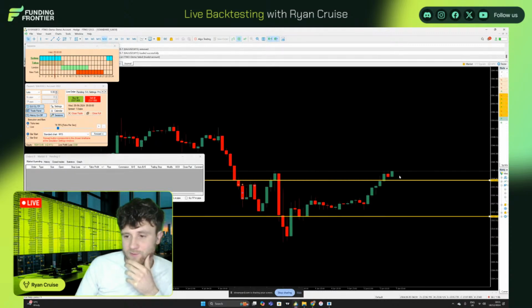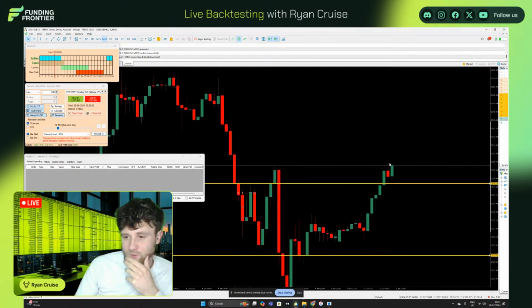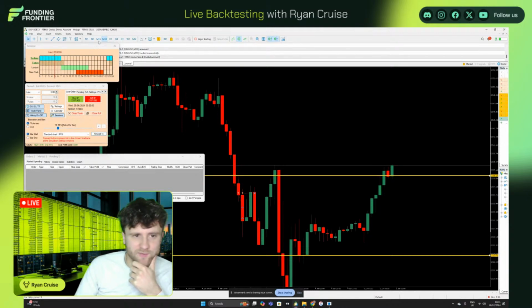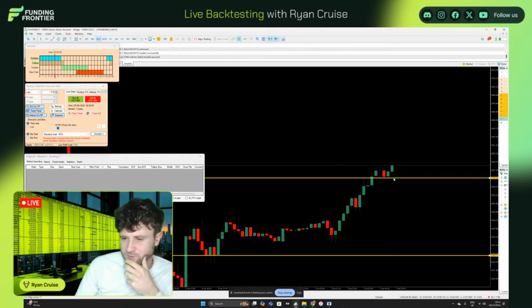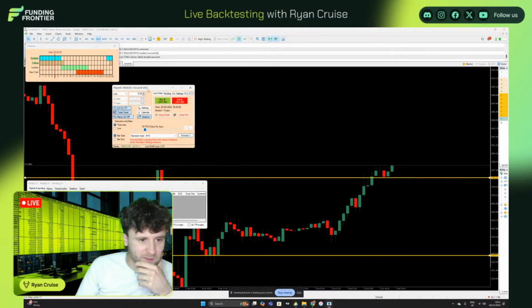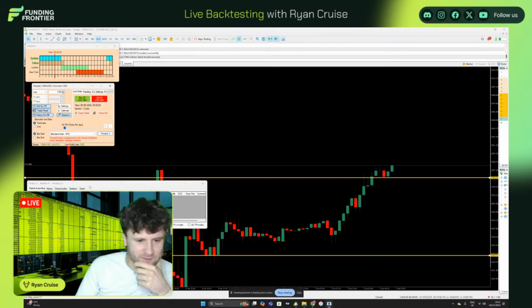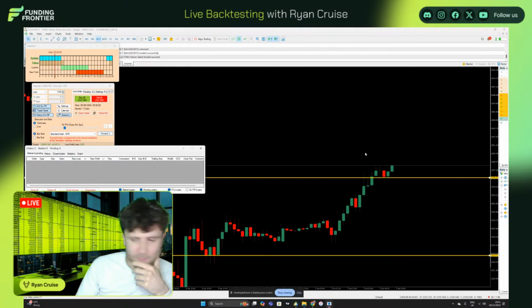Again, closure above, which is nice. Not going to take this trade. It's a very small stub wick at the top. Let's go down to 15-minute. Got a nice support formed here. Clean candles to the left. Yep, we've just got all this mess in the way. Yep, got clean candles to the left, which is nice.